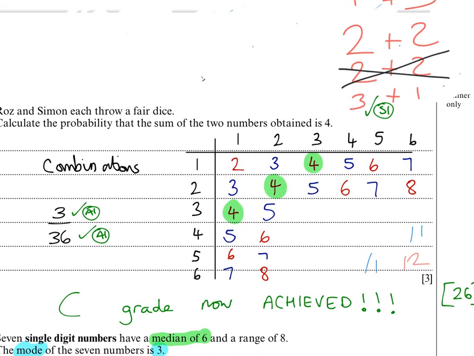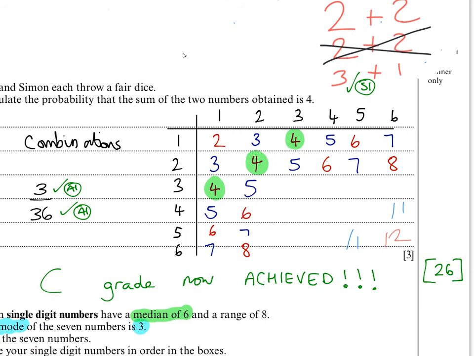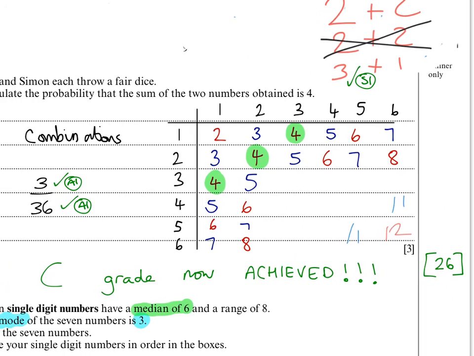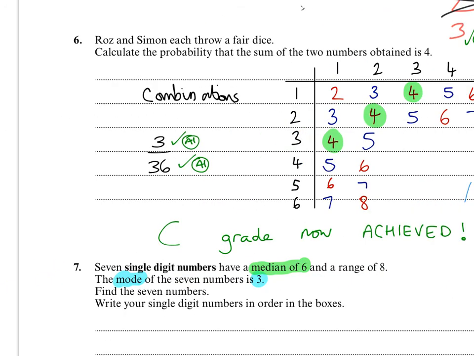Okay? But if we got that mark, and the ones that we've done so far we feel we fully understood, we're now on 26 marks, which means we've achieved the C grade. One underneath. Okay, so it's important that you read the instructions to this. Now, it's very, very easy to get 2 marks here. The median is 6. Median means middle. So the middle number is 6. So out of those 7 cards, you've got to put 6 in the middle. The range is 8. We'll come back to that one.